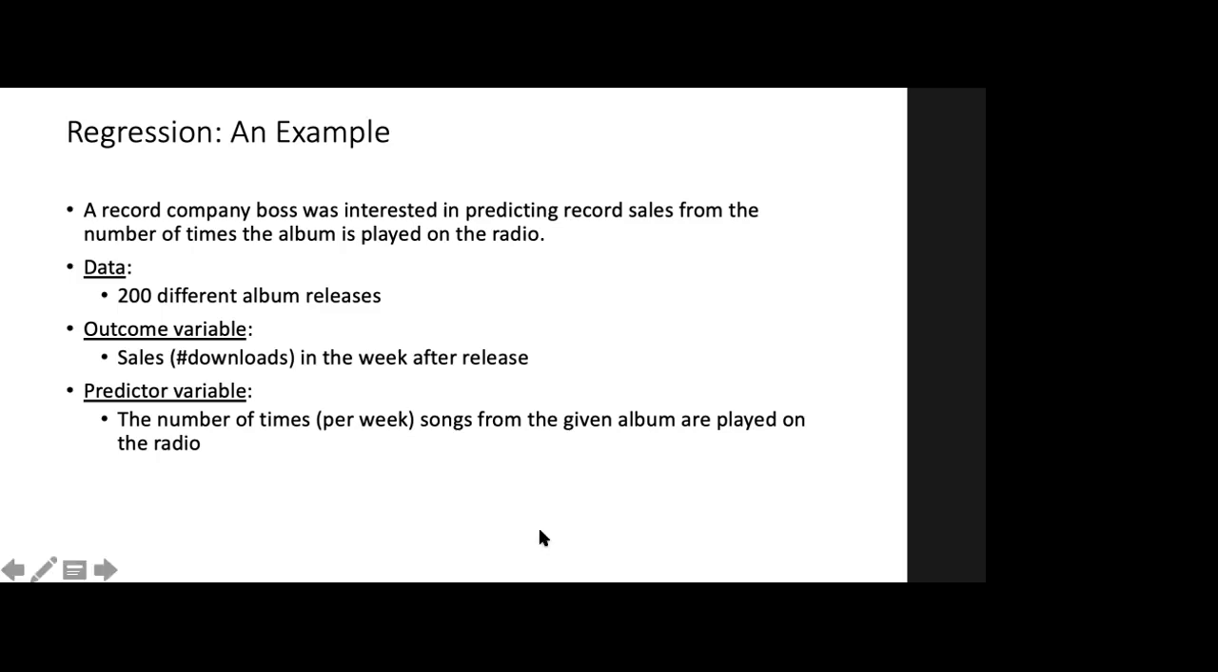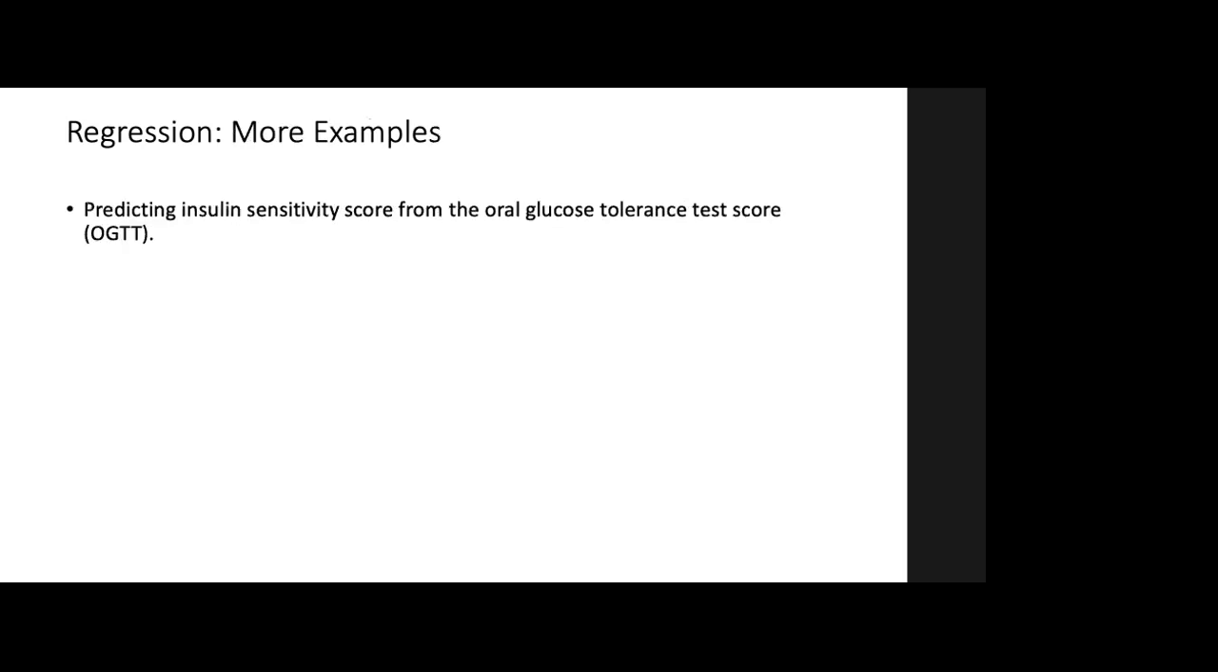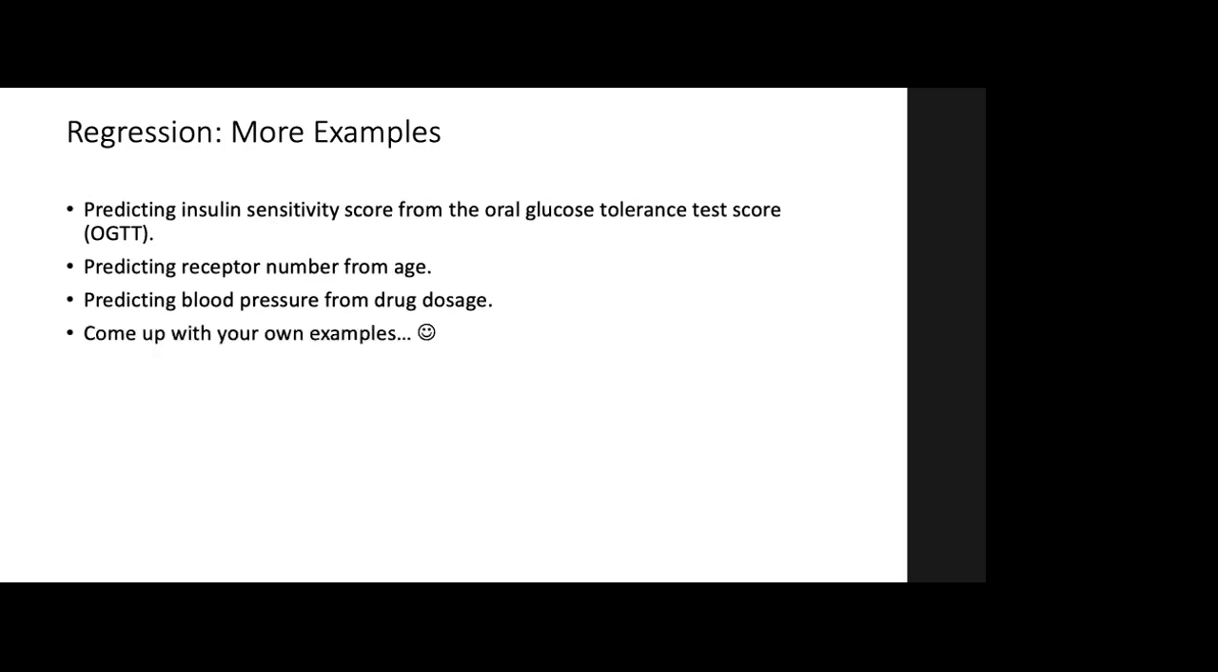Of course, the examples for regression analysis are endless, right? We can predict insulin sensitivity scores from oral glucose tolerance test scores. We can predict receptor number from age. We can predict blood pressure from drug dosage, etc., etc. So I encourage you all to come up with your own examples.